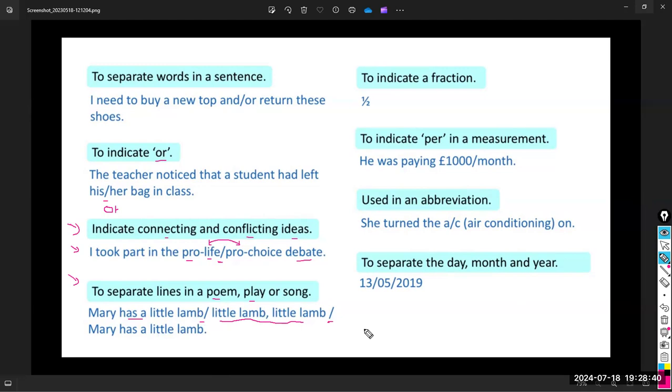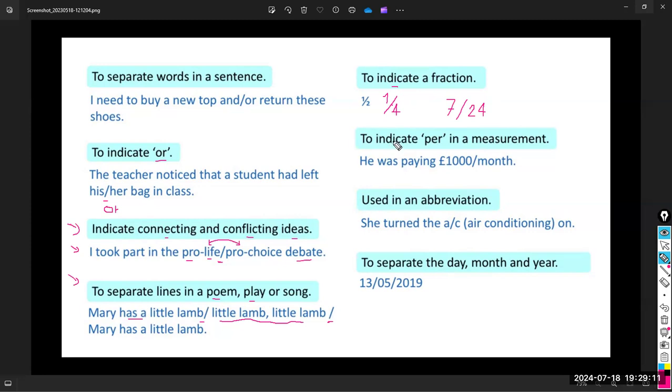Okay. Now the next usage is to indicate the fraction. For example, half, exactly. Quarter, for example, like this. So if you want to use fractions, you have to use a slash. Or maybe 7 days a week, for example, or 24/7. Exactly. So you have to use a slash.